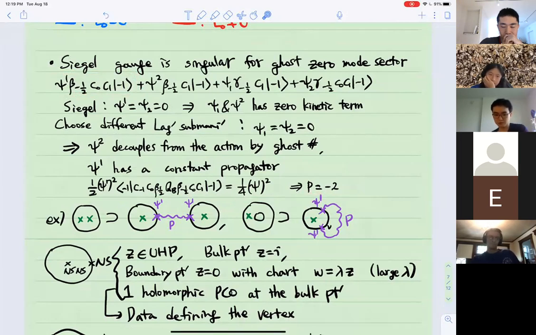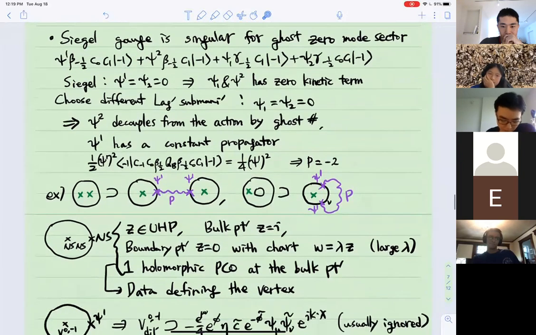So for example, when you compute an amplitude like this, in particular it will involve Feynman diagrams where you have this vertex, and these two vertices are connected by some propagator. And we must include this ghost zero mode contribution. In practice, the computation is that you evaluate this, and multiply by this propagator.